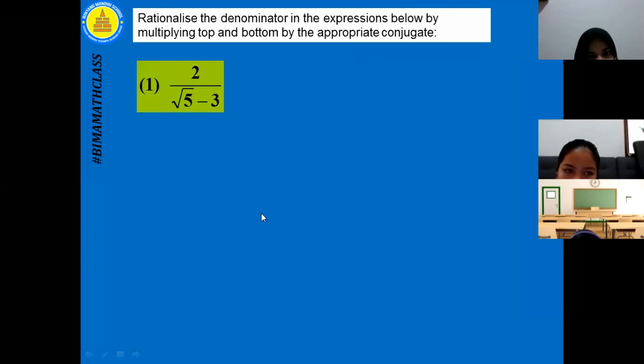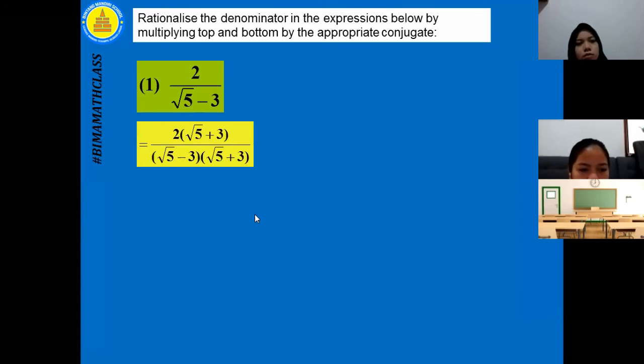So rationalize the denominator in the expressions below by multiplying top and bottom by the appropriate conjugate. Nah, sekarang kita punya denominatornya square root of 5 minus 3. If we want to rationalize the denominator, what should we do? Using conjugate pairs. So, what is the conjugate pair of the denominator? Ya, plus ya, jadi yang tadinya minus jadi plus aja.